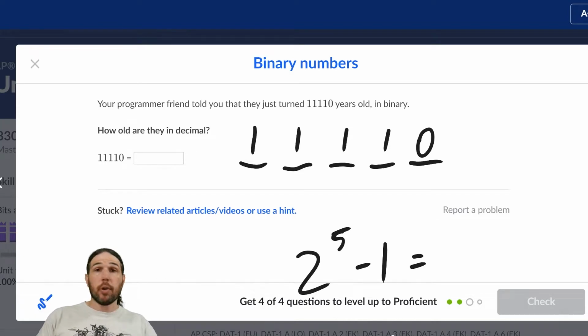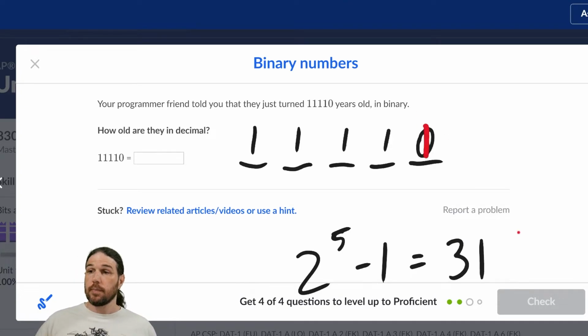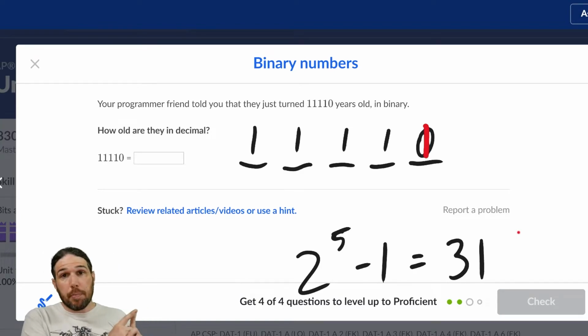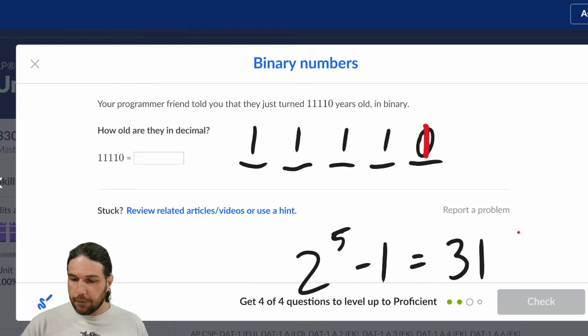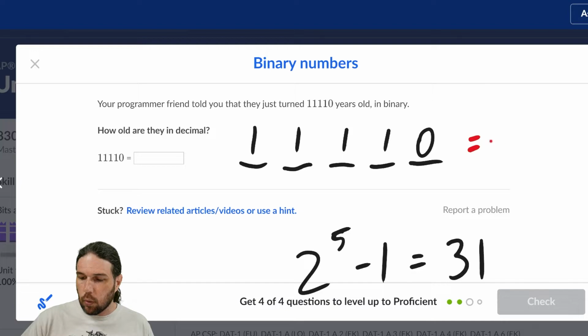The number all ones, 11111, is 2 to the 5th, which is 32, minus 1 is 31. So if this was all ones, this number would be 31. But it's not, of course. It's 11110. So this number is actually equal to 30 instead of 31.